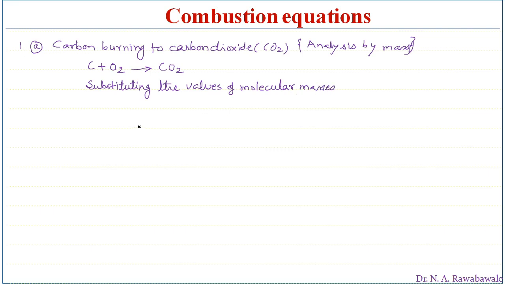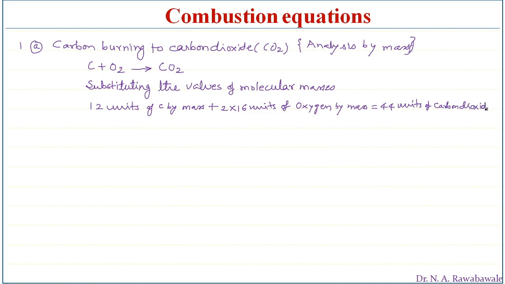Molecular masses by mass. So here 12 units of carbon by mass react with 2 into 16 units of oxygen by mass, where 16 is the molecular mass, producing 44 units of carbon dioxide by mass.